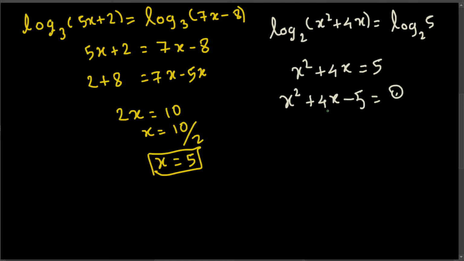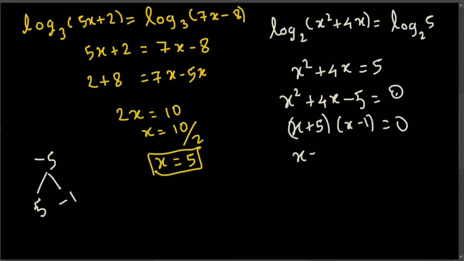To factor this, we have to find values that when we multiply, we get negative 5, and when we add, we get positive 4. So positive 5 and minus 1 seem to be working, because when you multiply, you get negative 5, and when you add, you get positive 4. So we can say (x plus 5) times (x minus 1) is equal to 0.